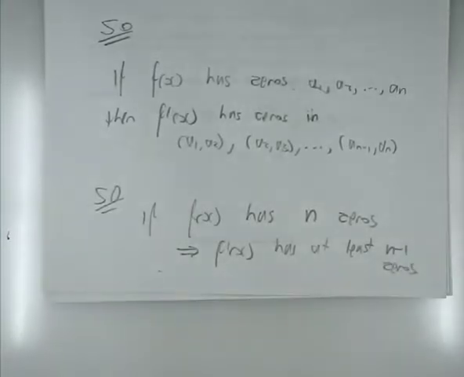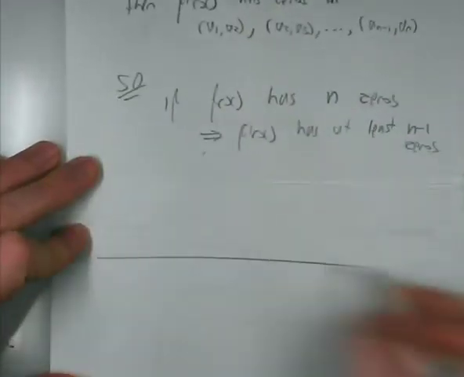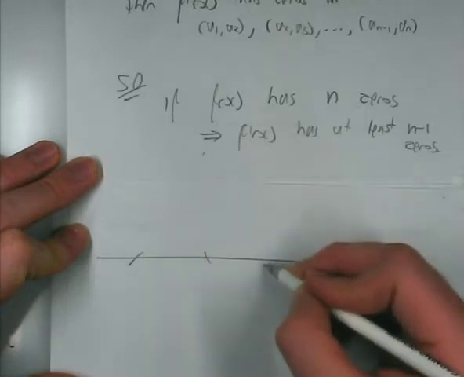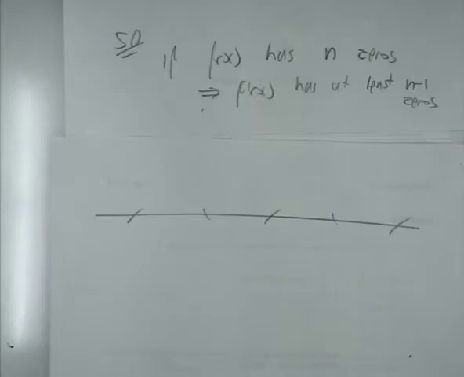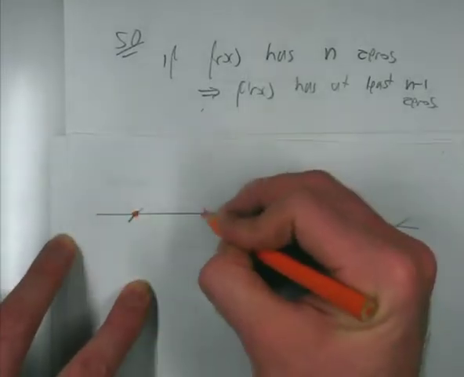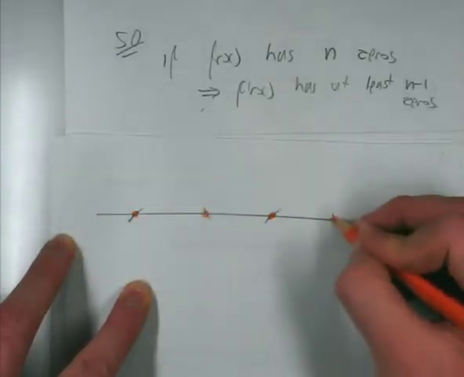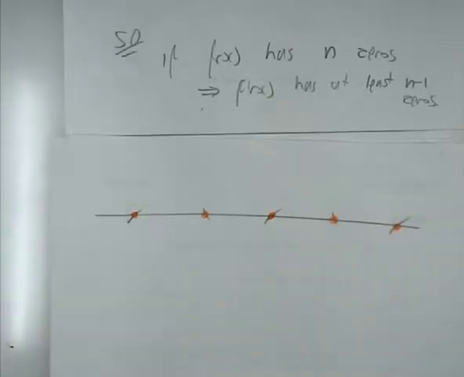Because every pair of zeros that are next to each other gives you a zero of the derivative. So if there's n of them, there's n minus 1 spaces between them. So the concept in terms of a picture is saying that if your function crosses the axis at those points, these are my zeros. So I've got a zero of f of x here, a zero of f of x here, a zero of f of x here, a zero of f of x here, and a zero of f of x here.